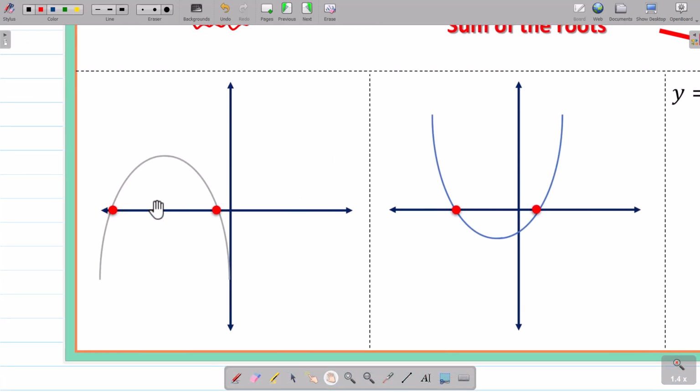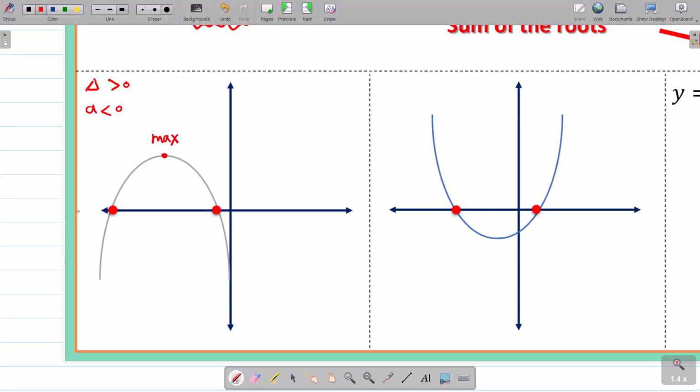Okay. This graph has two zeros. So we know that the delta of this function is greater than 0 because we have two zeros. And it is concave down, so we know A is less than 0. So we have a maximum here.